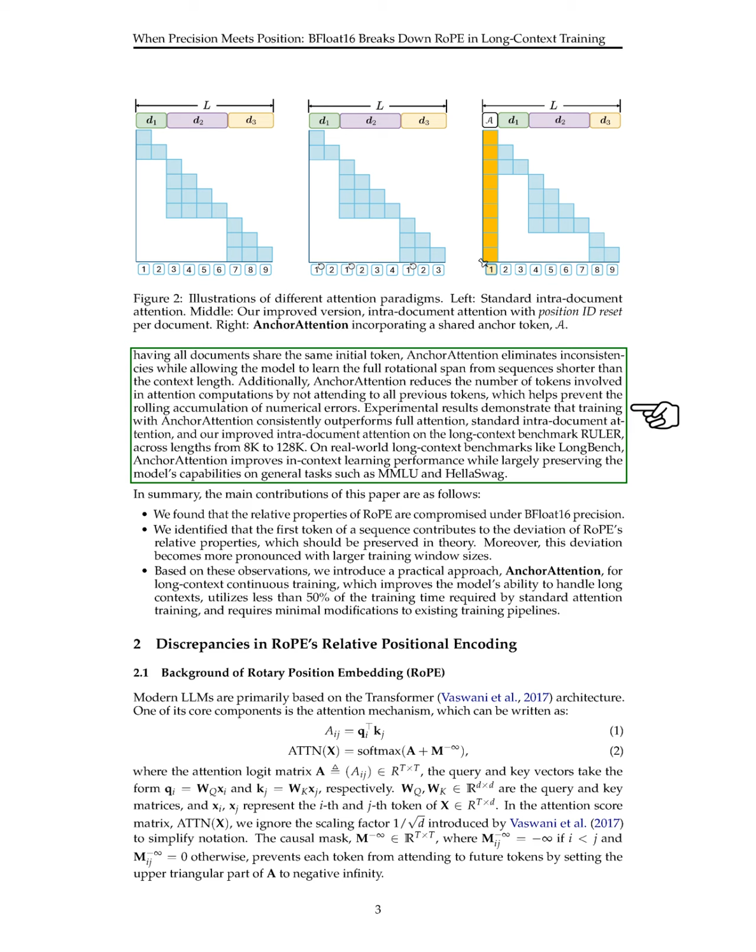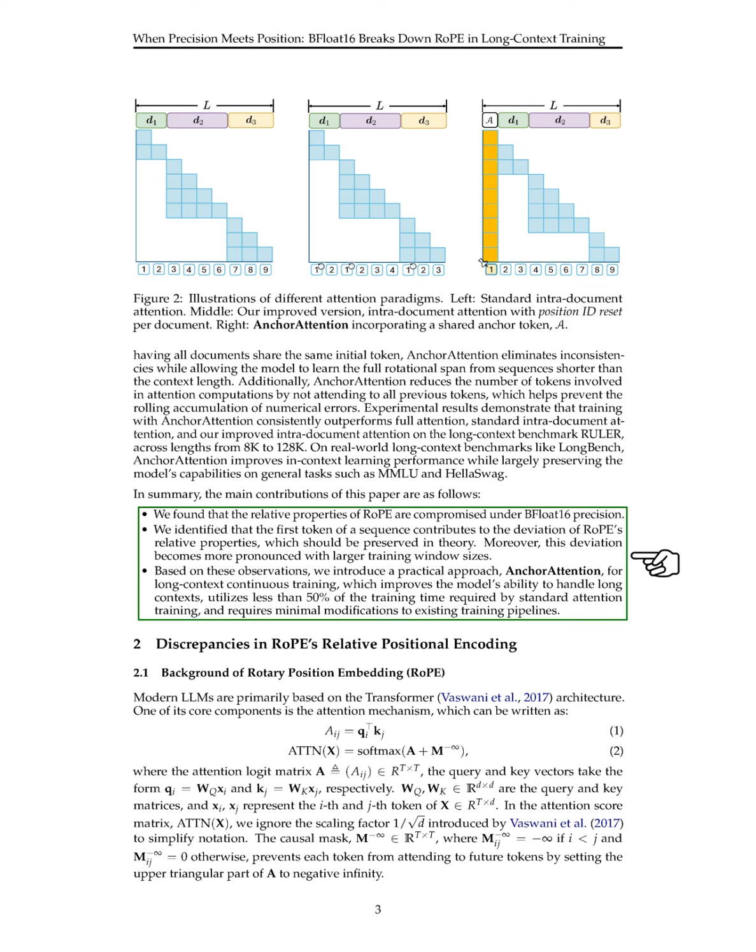Additionally, AnchorAttention reduces the number of tokens involved in attention calculations, which helps minimize numerical errors. Our experiments show that training with AnchorAttention consistently outperforms full attention, standard intra-document attention, and our improved intra-document attention on the long context benchmark RULER across various lengths. On real-world benchmarks like LongBench, AnchorAttention enhances in-context learning while maintaining the model's performance on general tasks. In summary, our main contributions include identifying that RoPE's relative properties are compromised under BFloat16 precision, recognizing the first token's role in this deviation, and introducing AnchorAttention as a practical solution for long context training that improves model performance and reduces training time significantly.